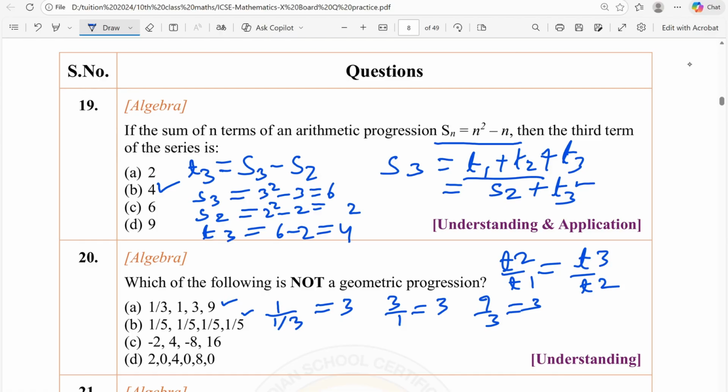This is 4 by minus 2 equal to minus 2, and minus 8 by 4 equal to minus 2. So this is also a geometric progression. 0 by 2 equals 0, but 4 by 0 is not equal to 0. So this is not a geometric progression. So the answer is D.